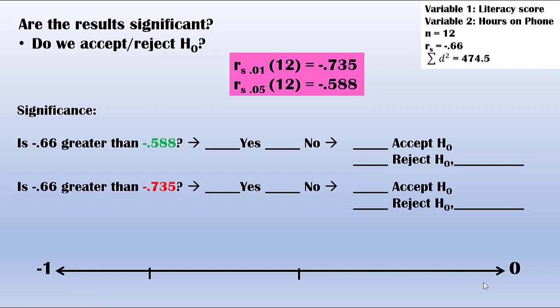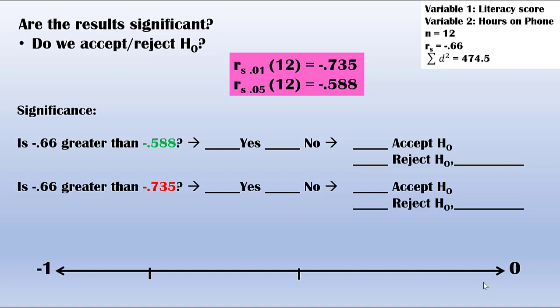Just a little side note, whatever sign your Spearman value is, your critical values need to match as well. Because we have a negative Spearman value, our critical values need to be negative as well. You need to make sure that the signs match, because otherwise your interpretations are going to be way off. So I went ahead and turned that 0.588 and 0.735 into negative values.